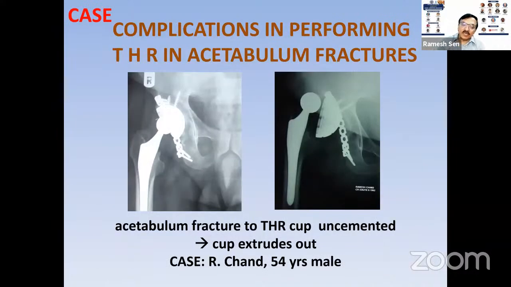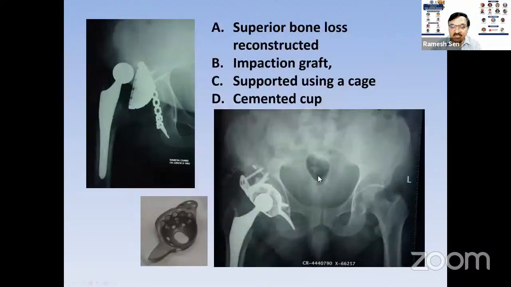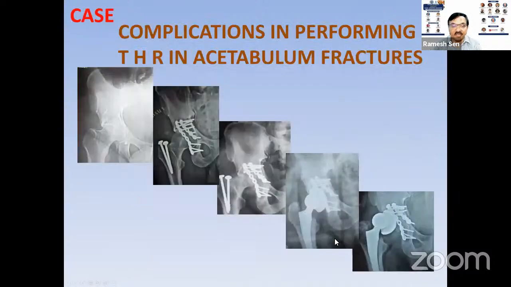Then there could be complications in this kind of arthroplasty. Because the underlying bone and reconstruction is not appropriate, it may just come out and give dislocation as a complication. And if this happens again, because the superior area is also affected, we had to put bone, we had to protect it with the cage to get him moving again.